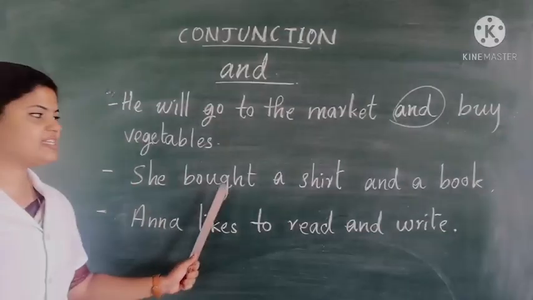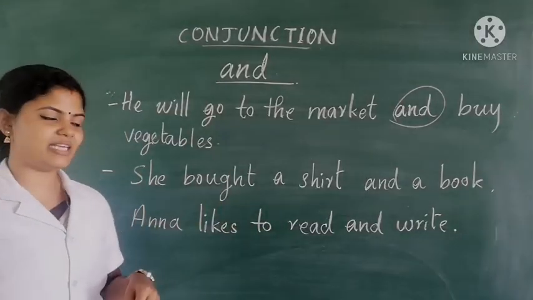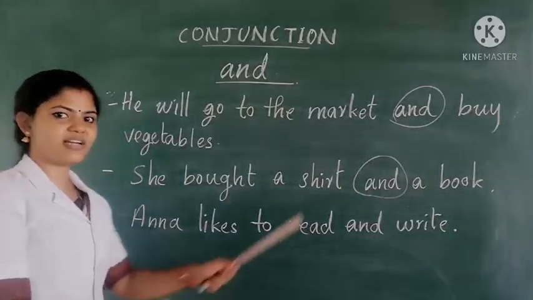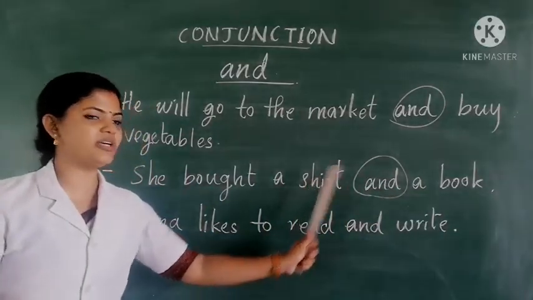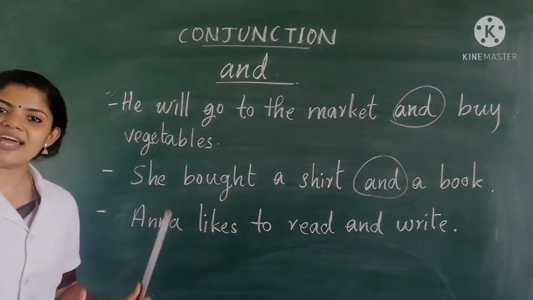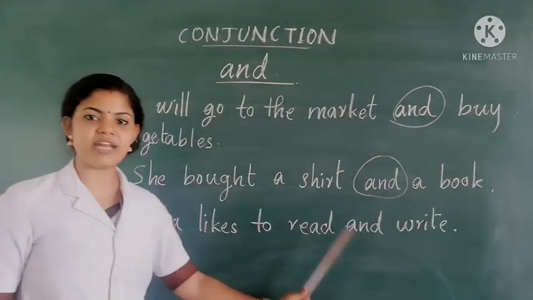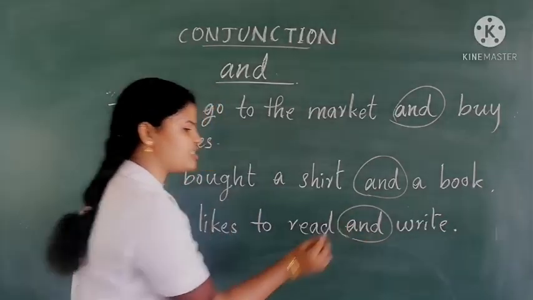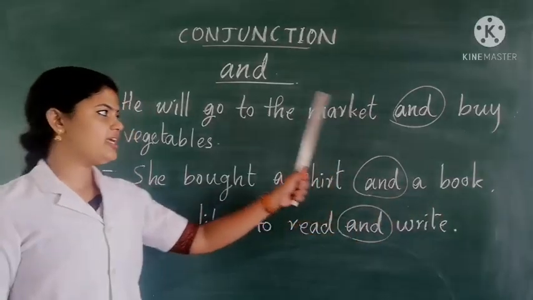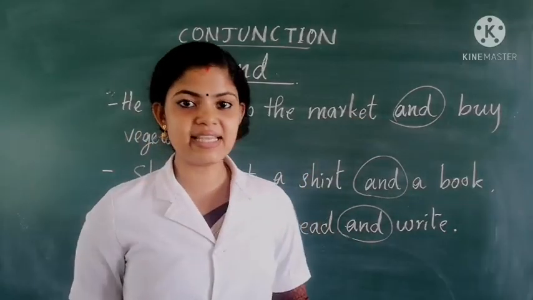Next sentence. She bought a shirt and a book. She bought a shirt, she bought a book. So we join both these sentences into one. She bought a shirt and a book. We use the conjunction and to connect both these words, shirt and book. Next one, Anna likes to read and write. Anna likes to read and Anna likes to write. So we joined both these sentences into one. Then it becomes Anna likes to read and write. Here also we use the conjunction to join these words, read and write. Here shirt and book. Here go to the market and buy vegetables. So we use the conjunction and to join words and sentences.